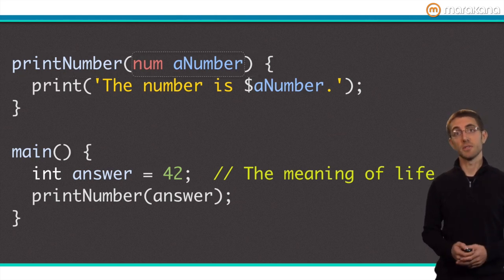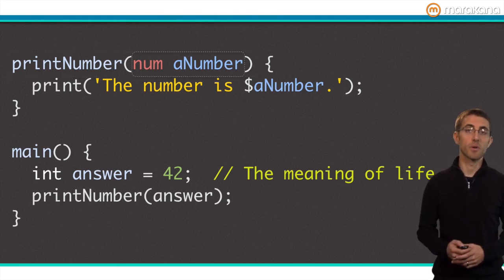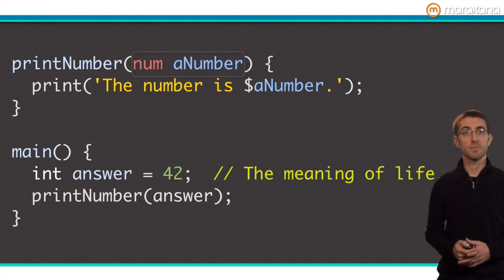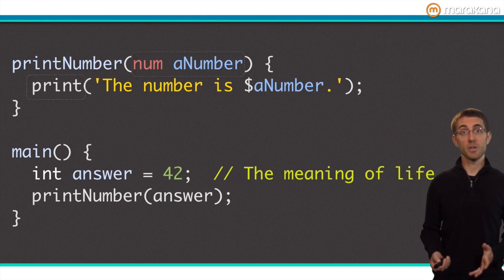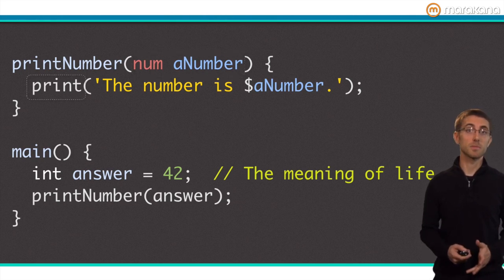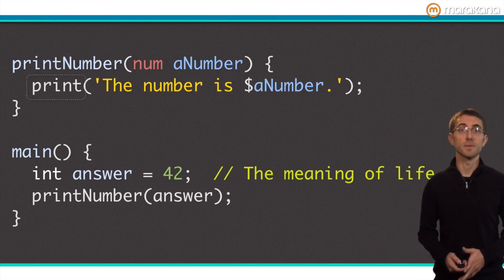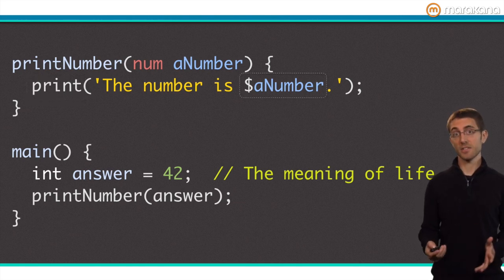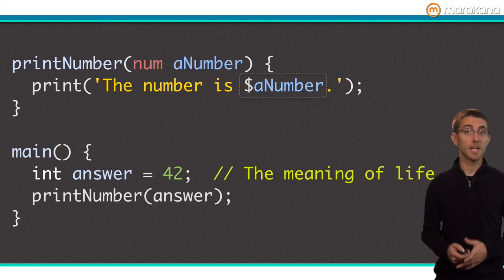It is good Dart style to use type annotations in the surface area of your program, such as function signatures, because it makes it very easy to declare what the function expects. Inside of printNumber, we use a built-in print function to display the number is 42 to the console. Notice the dollar sign followed by the name of a variable. This syntax, called string interpolation, includes a variable's value inside a string literal. This is a terse way to build strings.